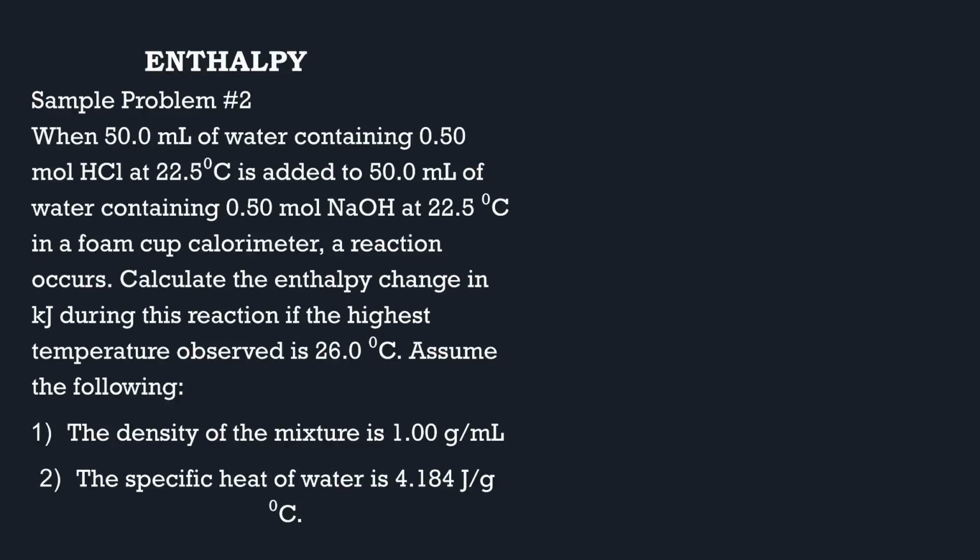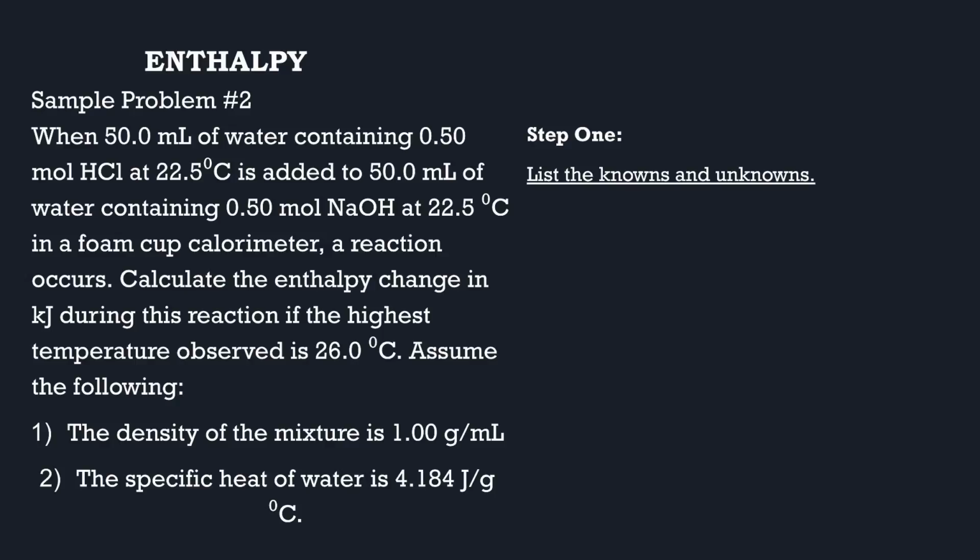All right, so now we have the same kind of question. When 50 mils of water containing 50 moles of hydrochloric acid at 22.5 degrees Celsius is added to 50 mils of water containing 50 moles of sodium hydroxide at 22.5 degrees Celsius in a foam cup calorimeter, a reaction occurs. Calculate the enthalpy change in kilojoules. Assume the following. We've got the same density. We've got the same specific heat.